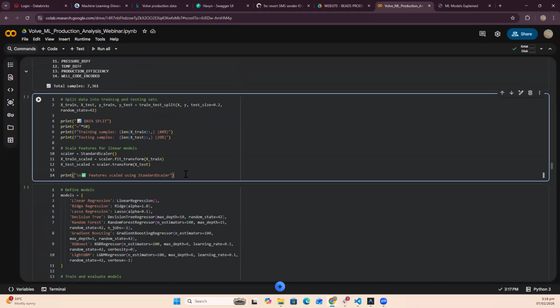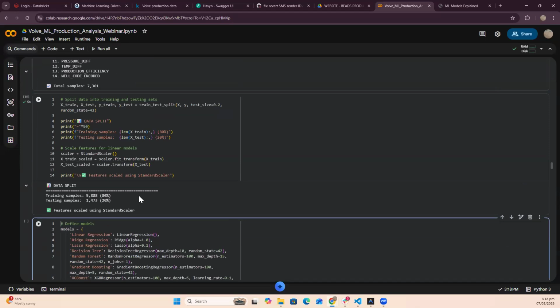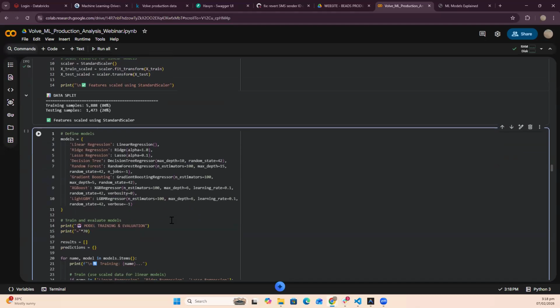Then we split our data. As I said, we are going to split it into train and test. We are taking 80% of the data for training and 20% of the data for testing. We define our models. Since we don't know the model that will give us the best results, most of the time we handle this problem by defining all the models that we want to use and training them all to see which one will perform well.